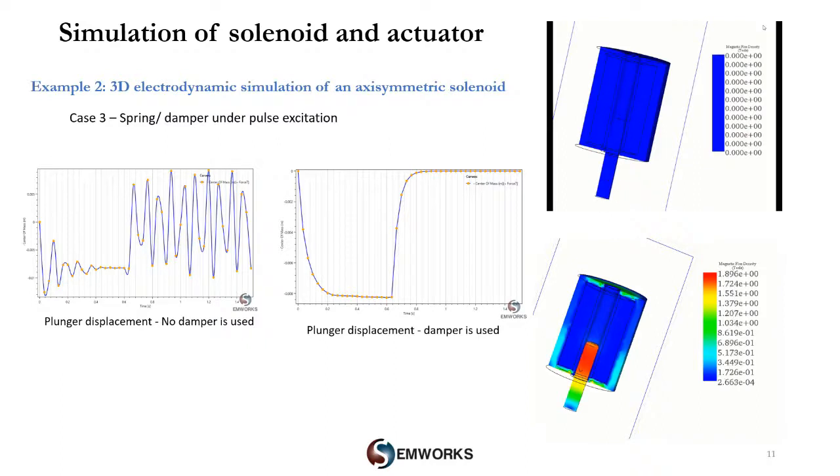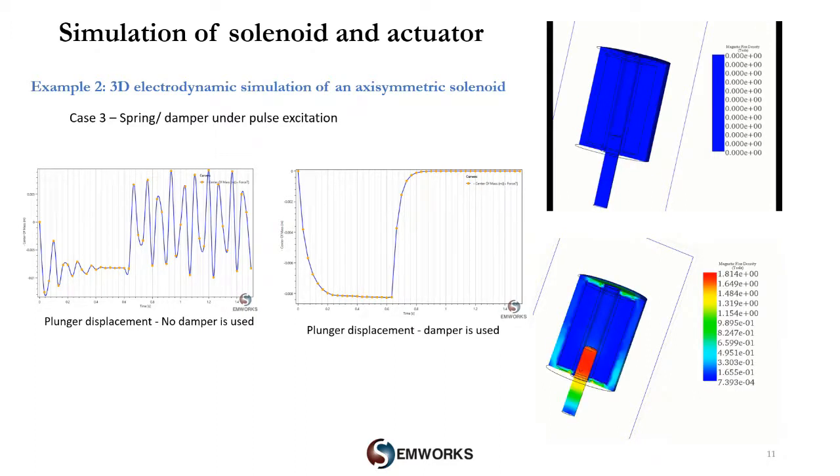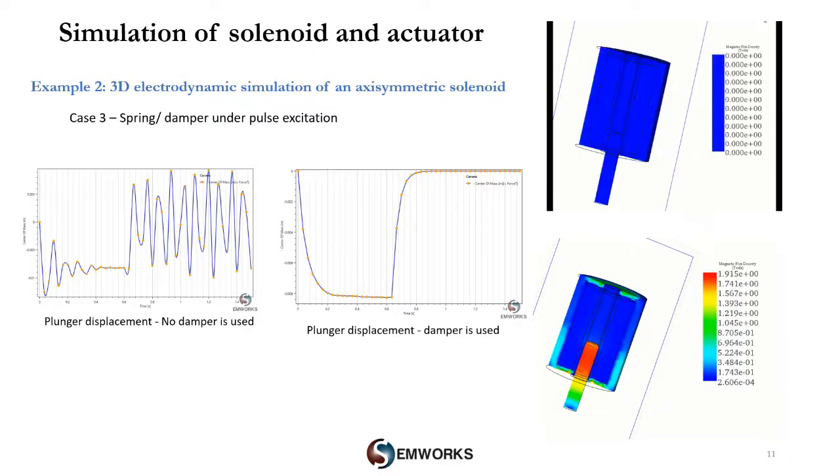As you can see, when the excitation is switched off, there are a lot of oscillations. The plunger didn't get back to its initial position, so it continues to oscillate, which is not the case when we enable the damper again. When we enable the damper, the system is stable when turning the excitation both on and off.